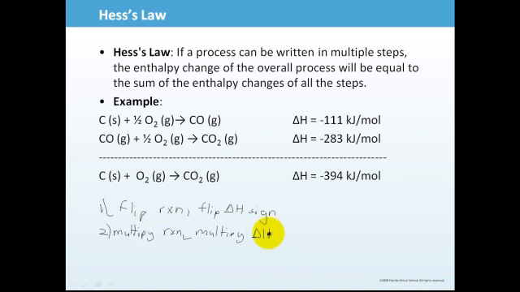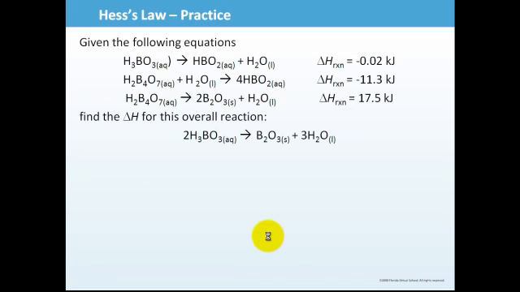And this will make some sense as we go through an example. But those are the two main things. Anything you do to that reaction, you have to do to the delta H. So if you flip it, you change the sign. If you multiply the reaction, you multiply the delta H. Now like a lot of things in chemistry, the best way to do it is just to look at an example. So let's do this.